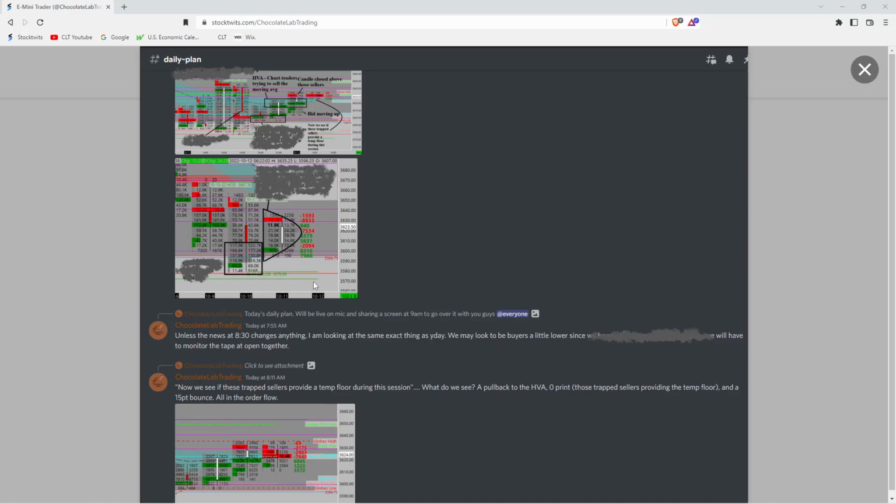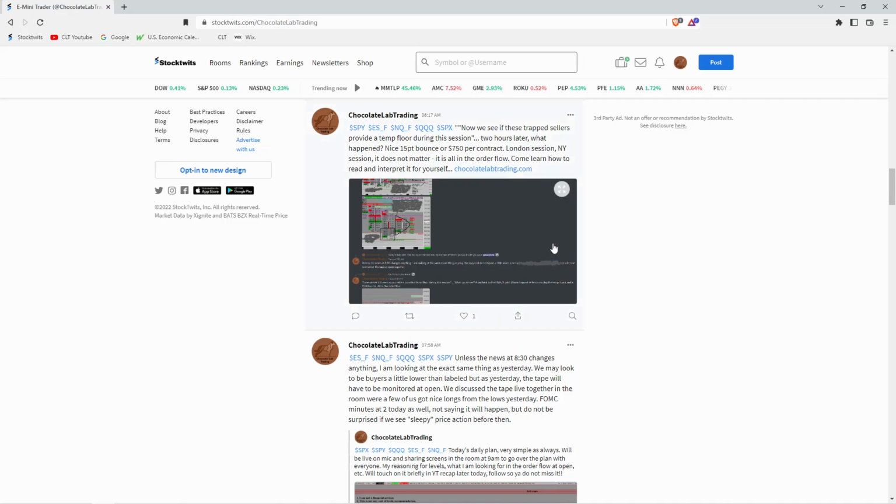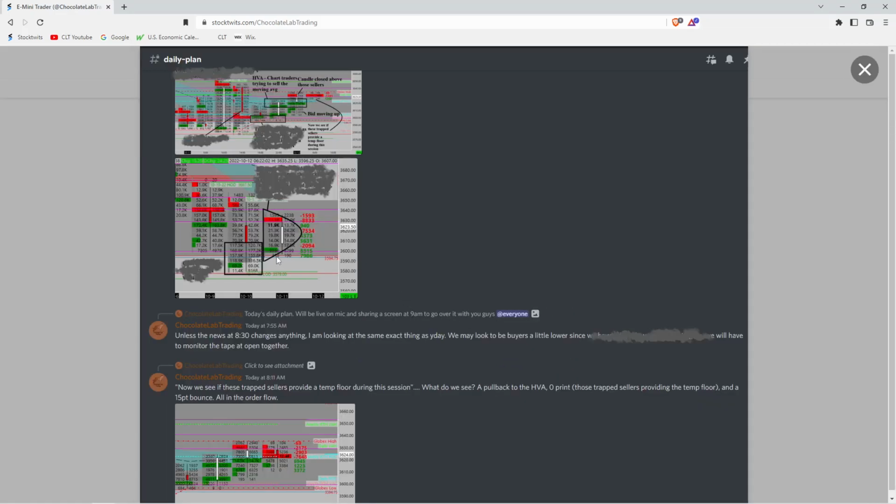So what I was posting here was showing to keep an eye for this. I said now we see if these trapped sellers provide a temporary floor for this session. The session meaning the overnight session prior to New York Open. And we could see down here, that's exactly what happened. We got this pullback. This buying imbalance is moving up. We have a zero print signaling exhaustion here. And we had, I believe it was a 15 point bounce, or if you're trading the E-mini, that's $750 per contract. So just reading the order flow, there's so much that we could take from the current market auction.